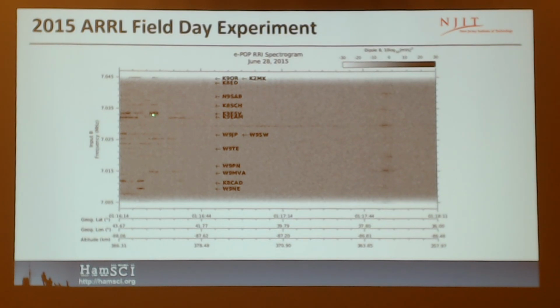And what you can see is these little wisps of dark, and these are the CW signals. I've labeled these with the call signs, but one thing you should notice is we only see these signals for about the first 30, 40 seconds, and then we don't see them for the rest of the pass. So keep that in mind as we go forward.